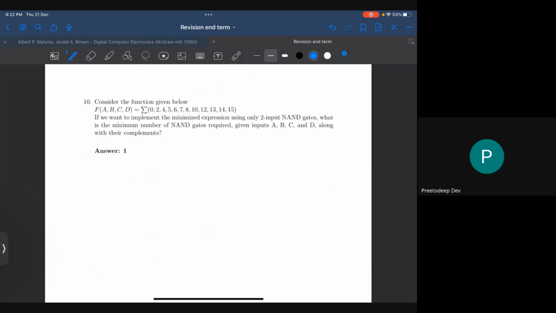Okay, so now let's solve this question. Consider the function given below, f of A, B, C, D, which is the summation of 0, 2, 4, 5, 6, 7, 8, 10, 11, 12, 13, 14, 15. If you want to implement the minimized expression using only 2 input NAND gates, what is the minimum number of NAND gates required, given inputs A, B, C, and D along with their complements? So you have to find the number of NAND gates required. So let's draw the truth table schema.